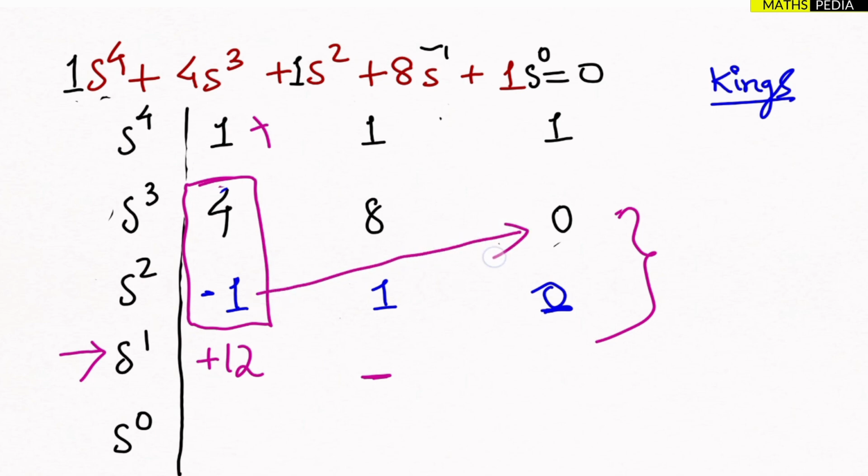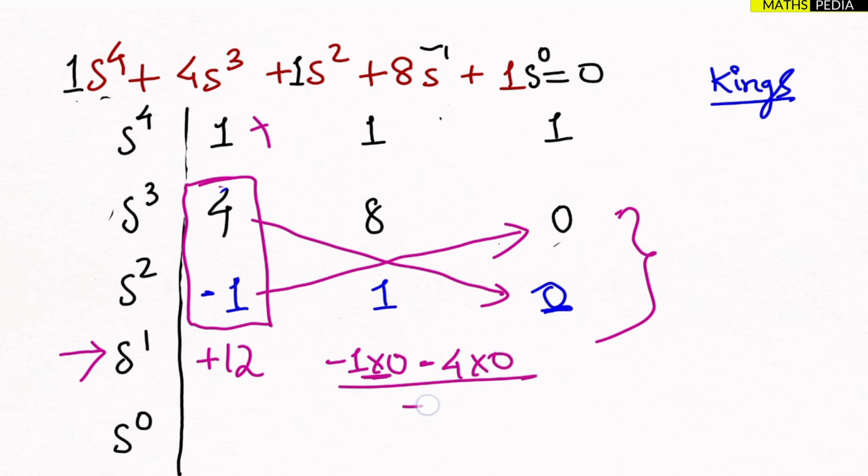So bottom king into the top one, which is minus 1 into 0, minus top king into the bottom one, so 4 into 0, divided by the bottom king, which is minus 1. Anyways, it will be 0 minus 0 by minus 1, which is equal to 0. Okay. So no need to mention that. So that means this has become 0.